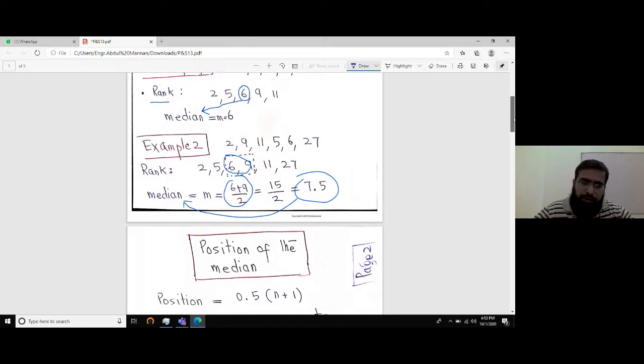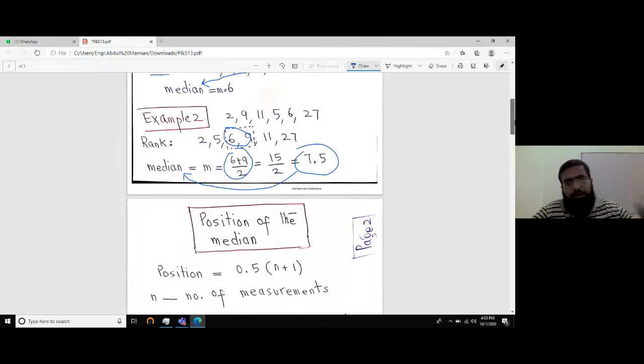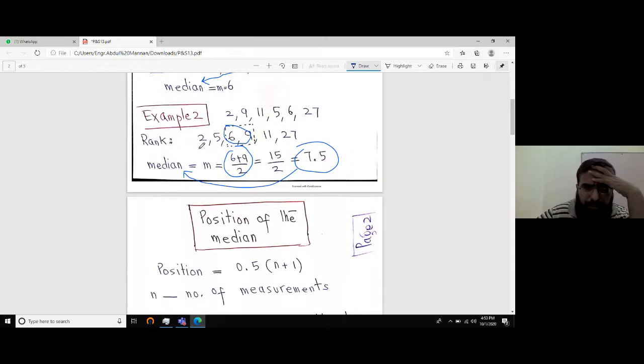And we can compute the position of the median if we have arranged our data. After we have arranged the data in ascending order, this is the position number 1, 2, 3, 4, 5, 6. These are positions or indexes. So at every position we have a number. At position 1 we have number 2. At position 2 we have this number 5. At position 3 we have this number 6, right?